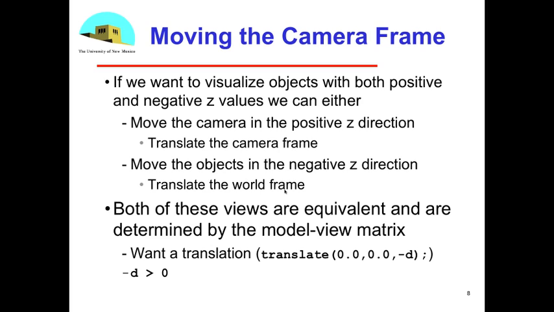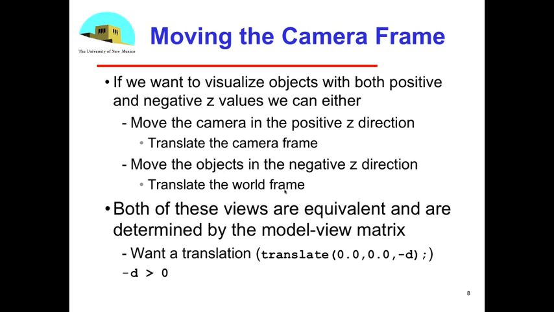Now, both of these views are equivalent in the sense that you have two frames, the model frame or the object frame and the camera frame, and what's important is the relationship between the two, not that you're moving one or you're moving the other. So every transformation depends on how you want to look at it. Are you moving A away from B, or are you moving B away from A?